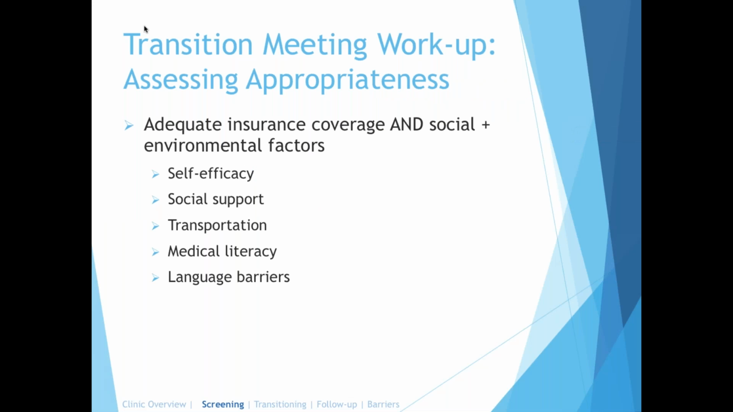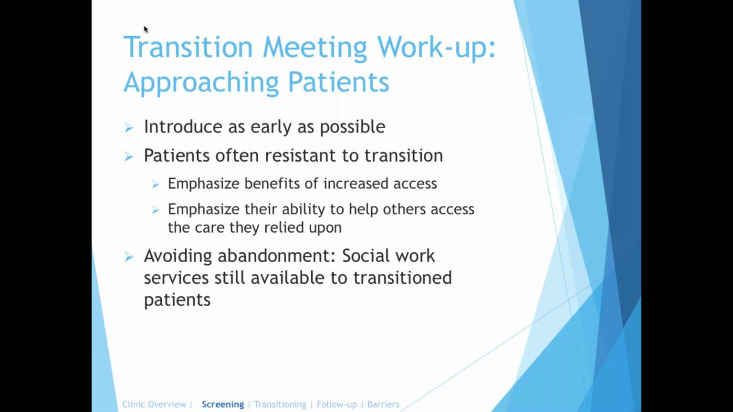So we screen them for different social determinants of health, which include things like social support, adequate transportation, medical literacy, and other language barriers. And so when we are transitioning them, we speak with them as frankly as we can about what those barriers to transitions might be, and we try to assess how we can help them address it to help improve their self-efficacy and make sure that they are going to have a successful transition.